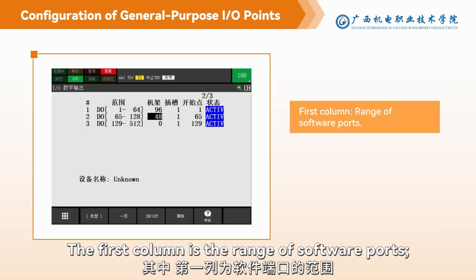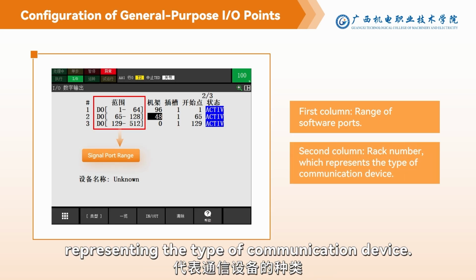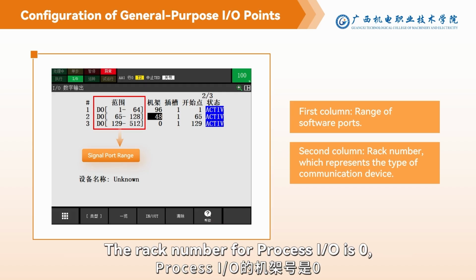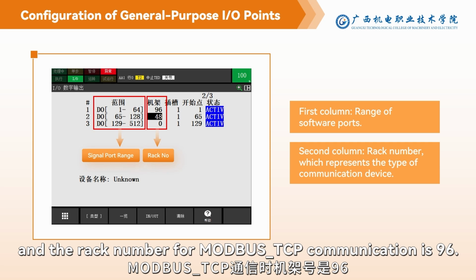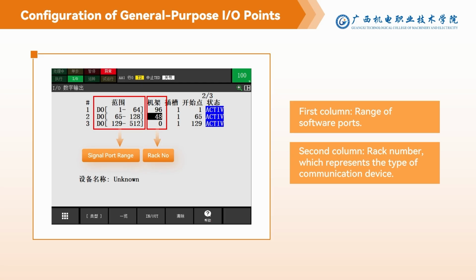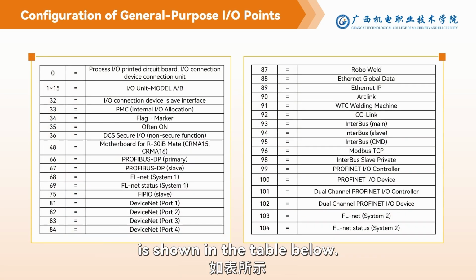The first column is the range of software ports. The second column is the rack number, representing the type of communication device. Specific values: the rack number for process I/O is 0. The rack number for CRMN15, 16 is 48, and the rack number for Modbus TCP communication is 96. A complete description of rack number is shown in this table below.